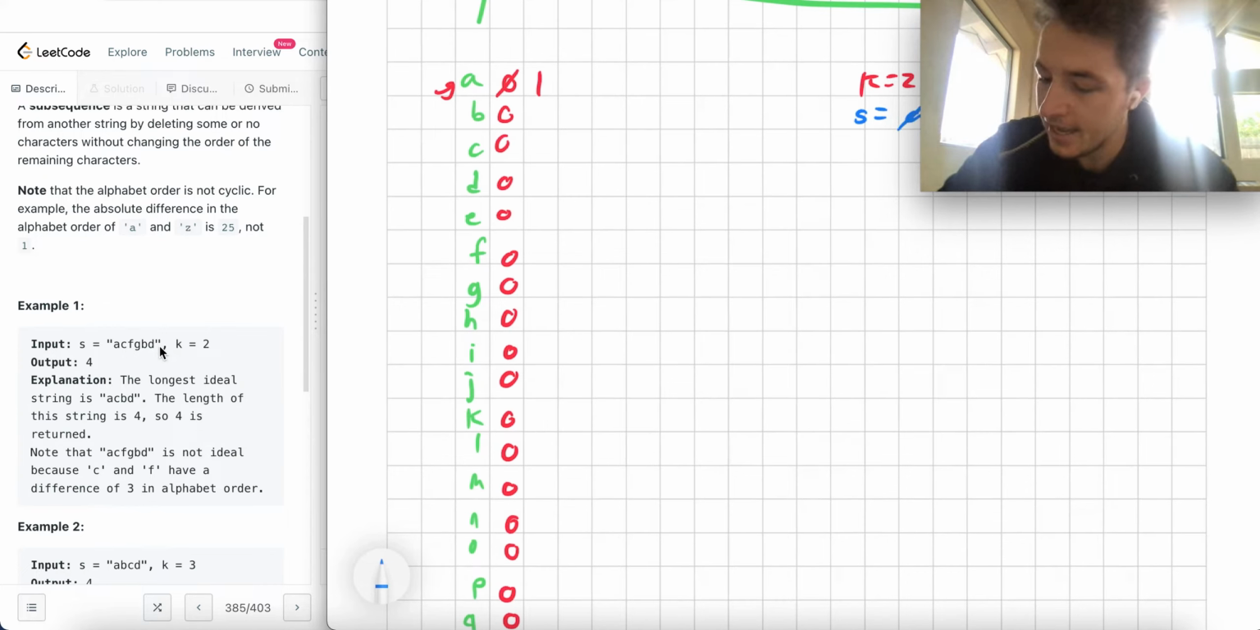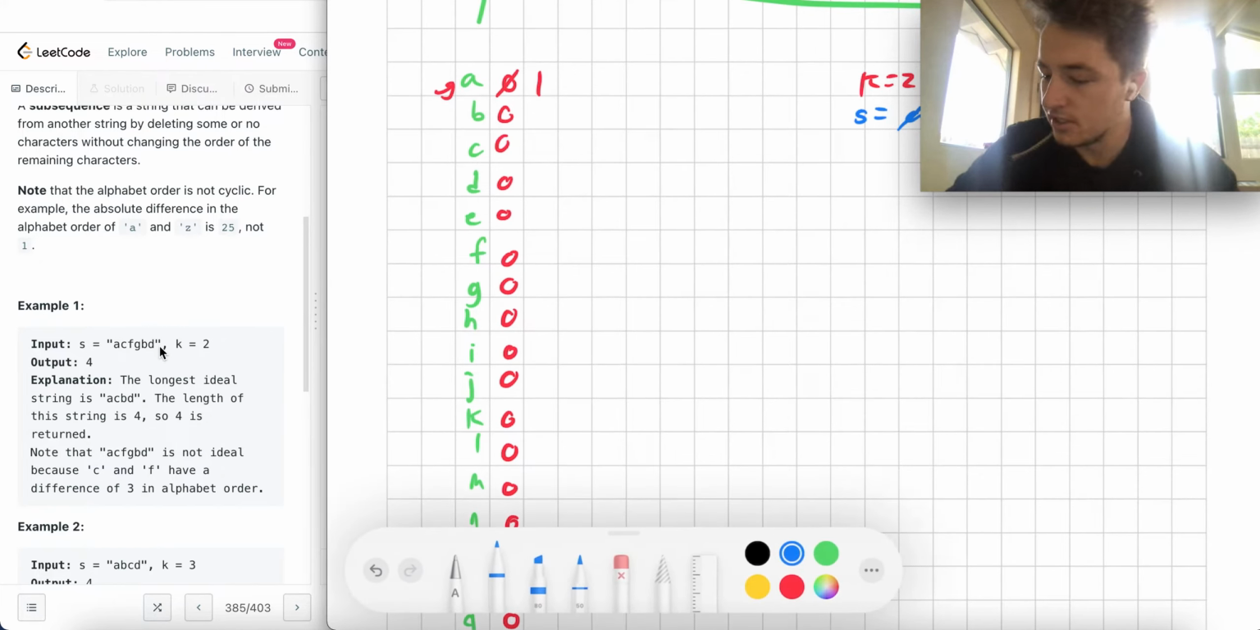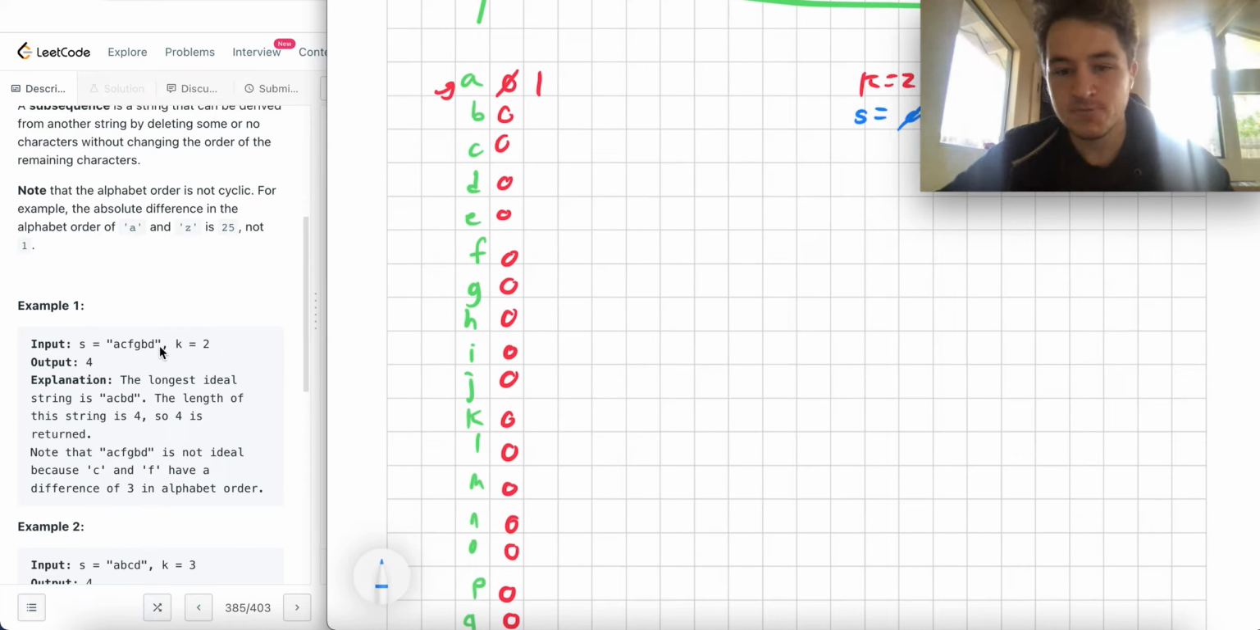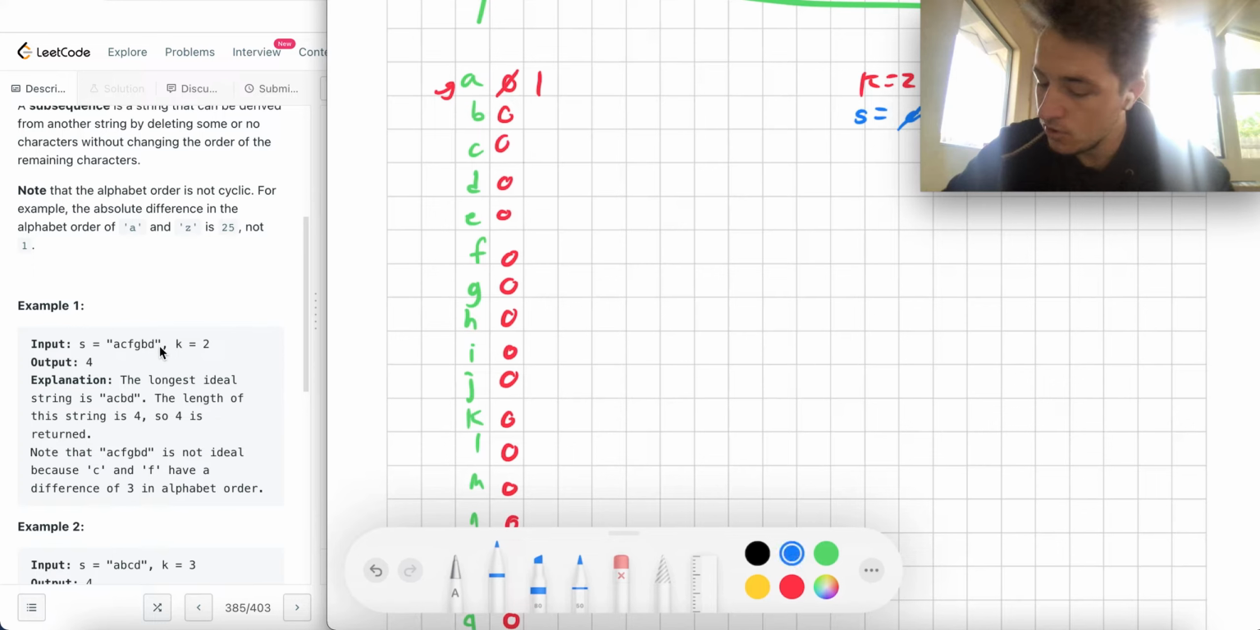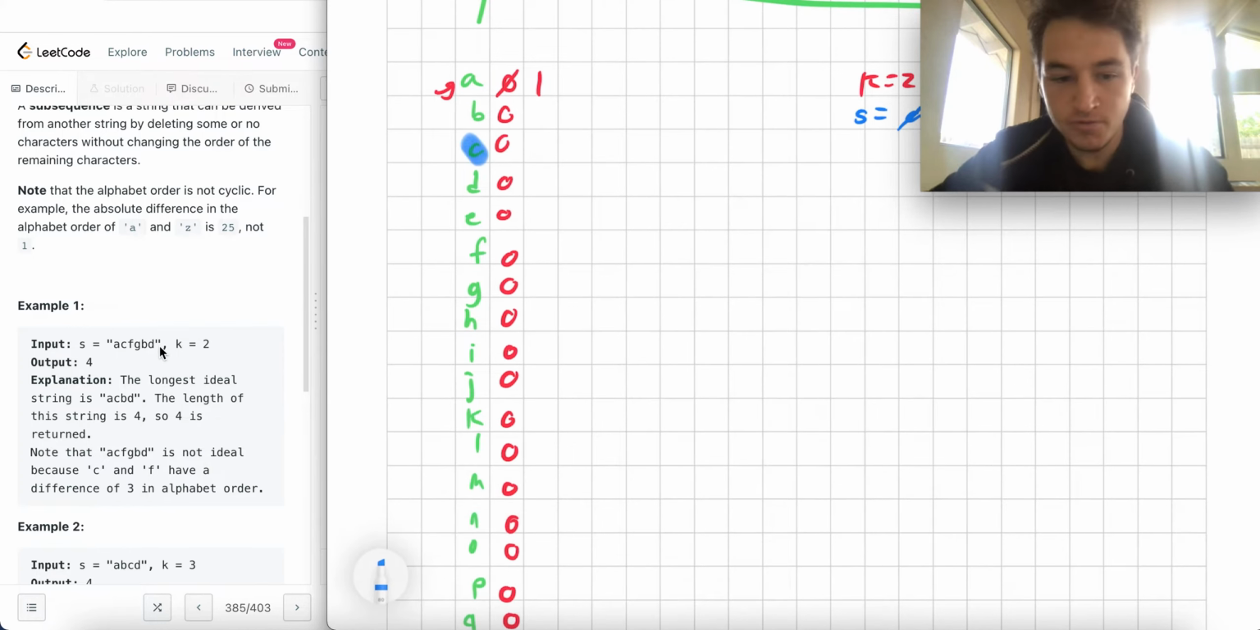So when we add A, there's nothing before it to even add, so you might as well just leave it. So let's look at C. When we add C, what are the only letters that C can be appended to? Well, C can be appended to itself, and then these minus K values and these plus K values.